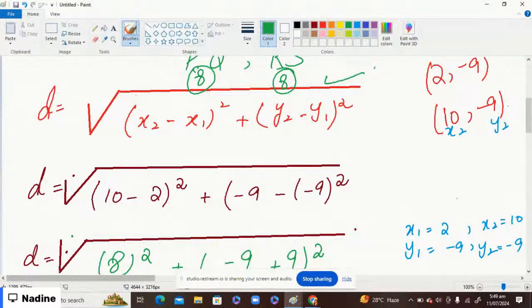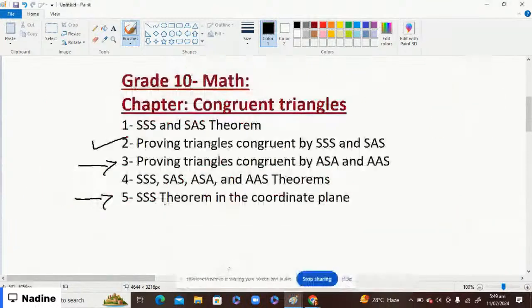So today we covered grade 10 maths, the chapter congruent triangles. These are the topics we covered today: side angle side theorems, proving triangles congruent by side side side and side angle side, proving triangles congruent by angle angle side, and the fourth one is side angle and angle side theorems. And the fifth one we covered today is side theorems in the coordinate plane.